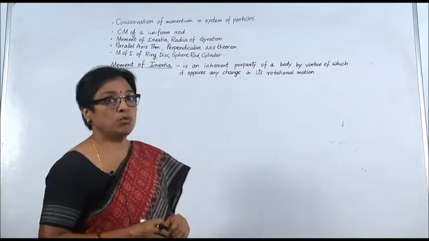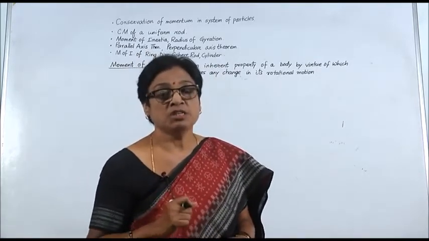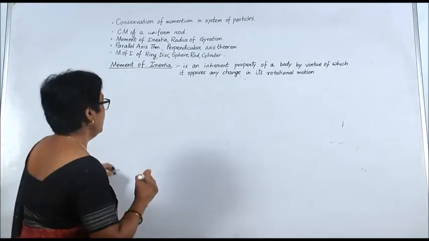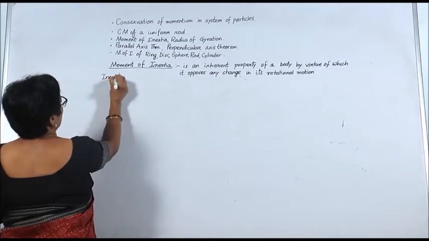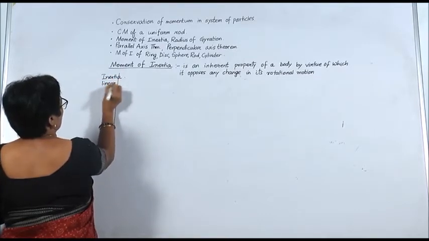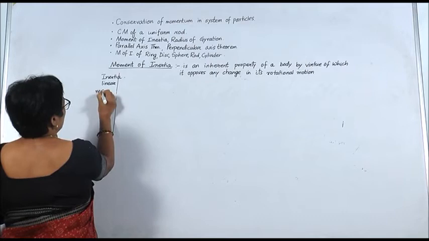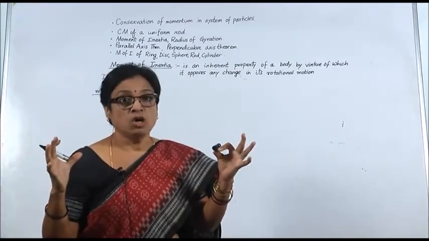unlike the inertia, what is the measurement of inertia in linear motion? That also you have read, that inertia in linear motion. Mass is the measurement of inertia, because a body which has more mass opposes more.